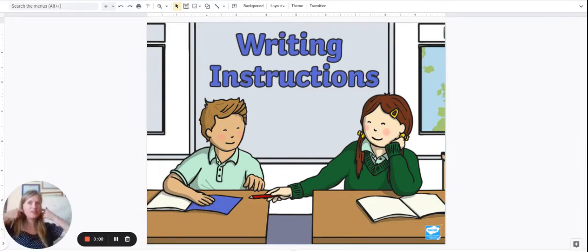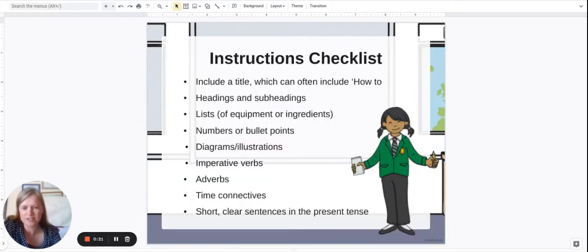Yesterday we learned that there are specific things that we need to learn how to do and to include in order to write a good set of instructions, ones that really teach somebody how to do something. And this is our instructions checklist, what we will be including when we come to write our own instructions at the end of next week. And we are working our way through it.